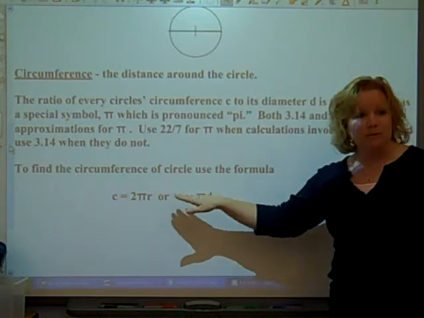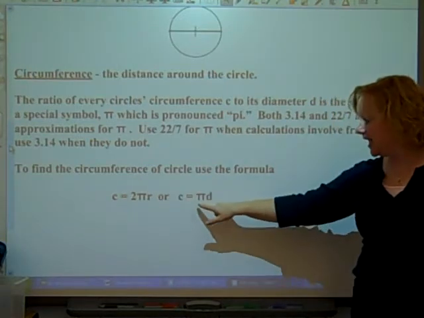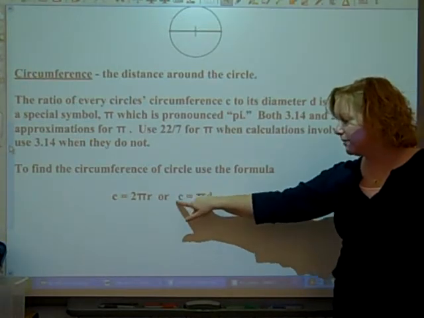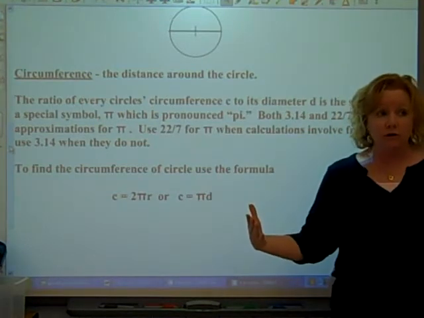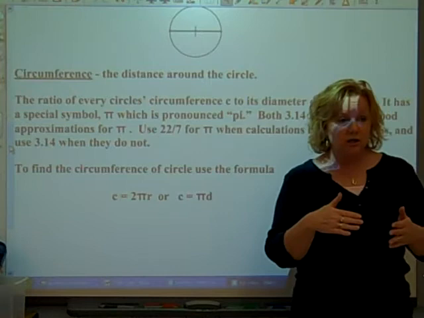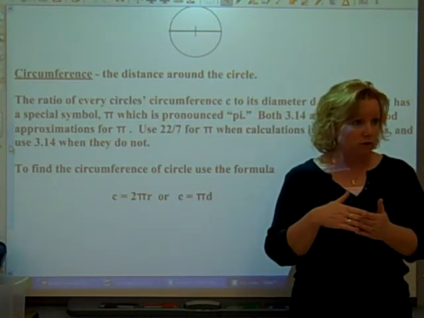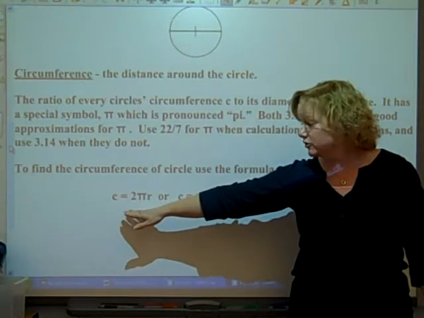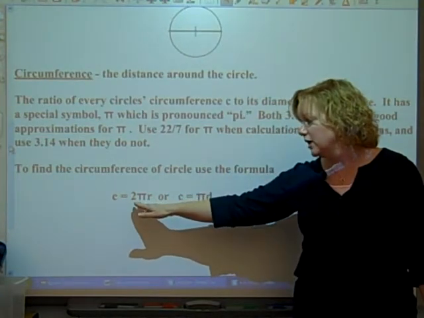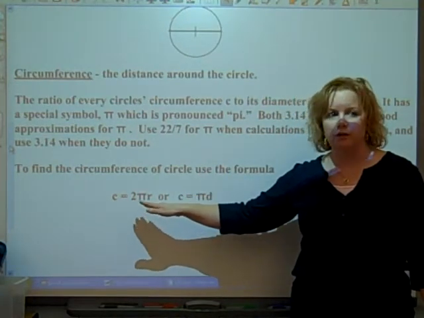Now this is the same formula. Okay, I tend to like using this one better. Circumference is equal to pi times the diameter. However, remember the formula cards that I gave you from the state that you're going to be using on ISAT? They use this formula here. So circumference is equal to 2 times pi times the radius.